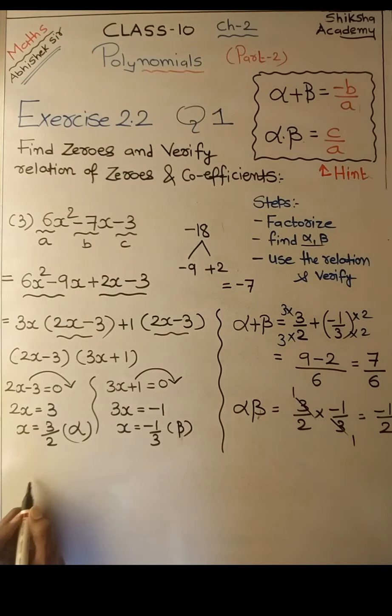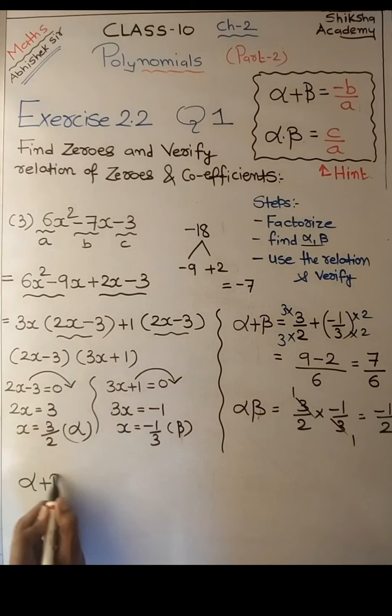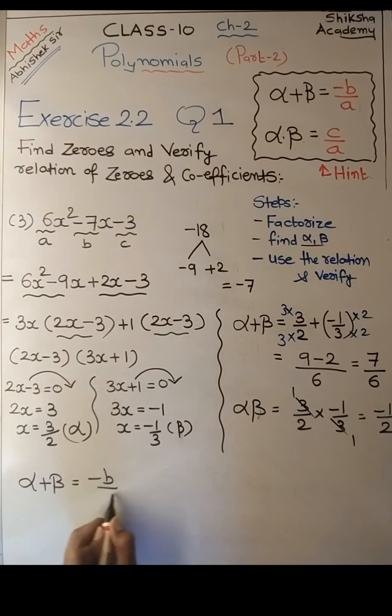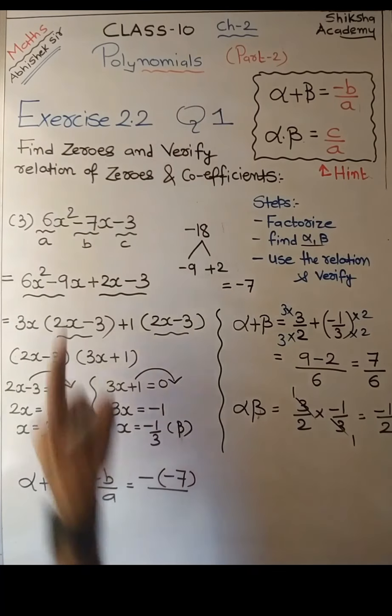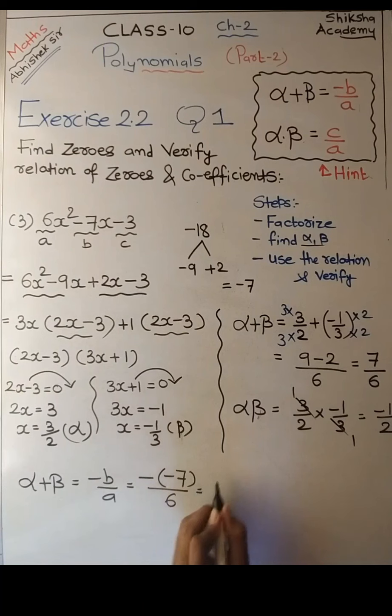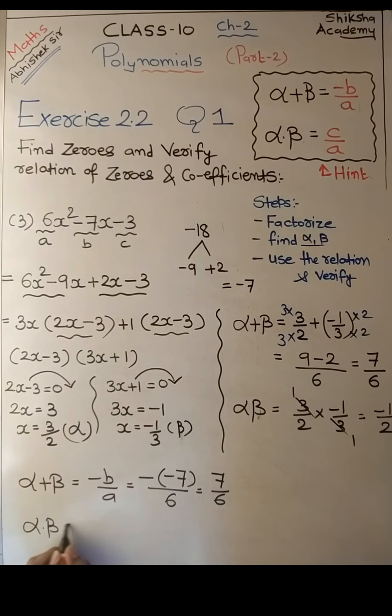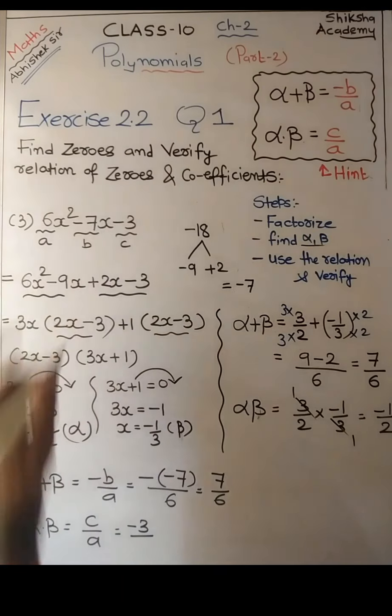Next, let us go for the relation. Alpha plus beta equals minus b by a, that is minus of b. What is b? Minus 7. A is 6. So this is 7 upon 6. Alpha into beta, that is c by a. What is c? C was minus 3 upon a was 6.